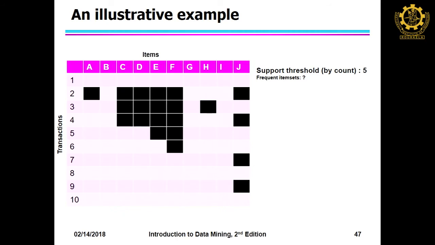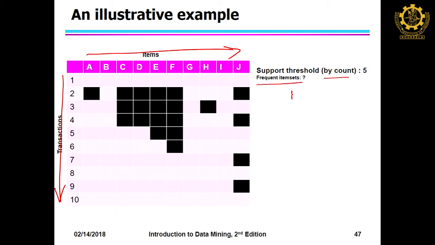Here, the transactions are on this side and the item sets are column-wise, and this black line indicates that a particular item is in that particular transaction. Let us say this is 2, that means item 2 is one of the items in transaction number 2. Okay. So now you answer: the support threshold is 5, so you count only 5. So, what will be the frequent item set?